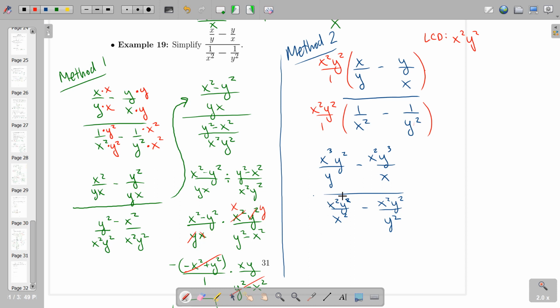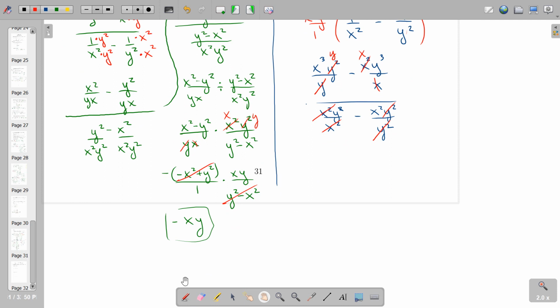And so right off the bat, I can cancel these x squareds. I can cancel these y squareds. So now there's no more denominator, no more fractions in the denominator. I can cancel this y with one of those y's. I can cancel this x with one of those x's. So now I'm left with x cubed y minus xy cubed over y squared minus x squared.